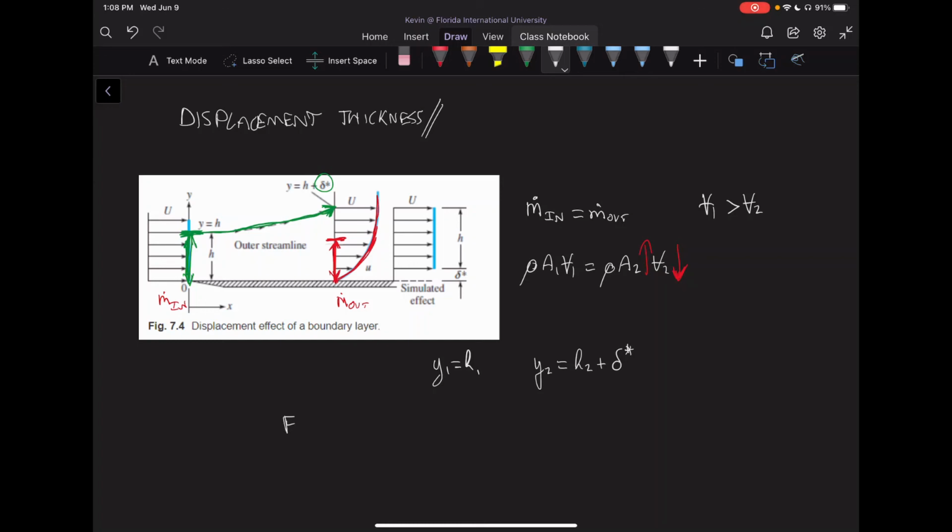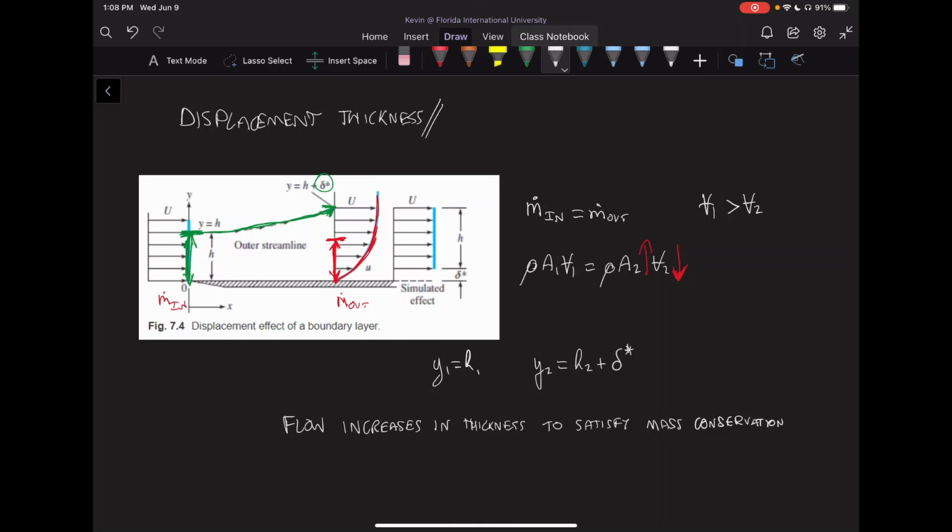So we can say that flow increases in thickness to satisfy mass conservation or continuity. Okay, so pretty interesting, understanding that as you move along, you have a greater displacement thickness.